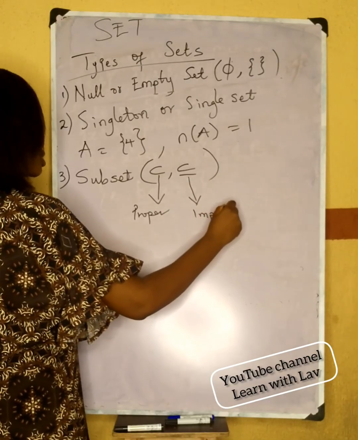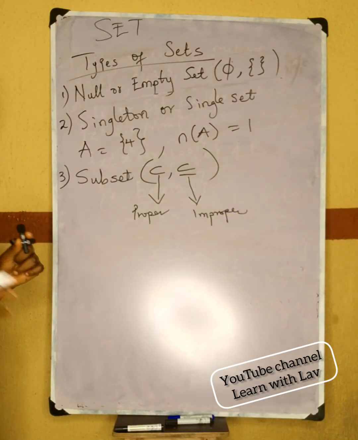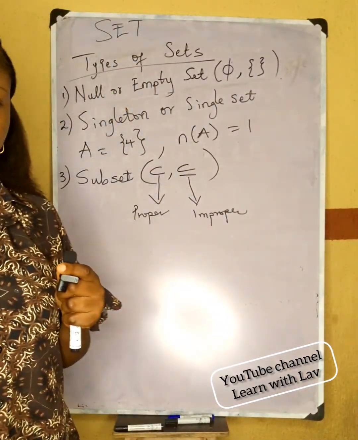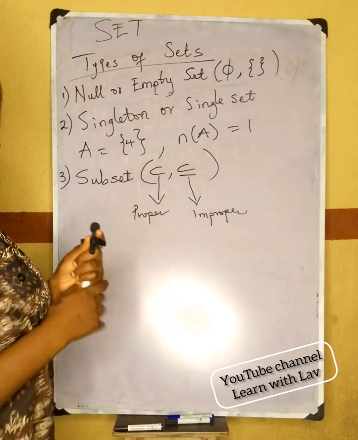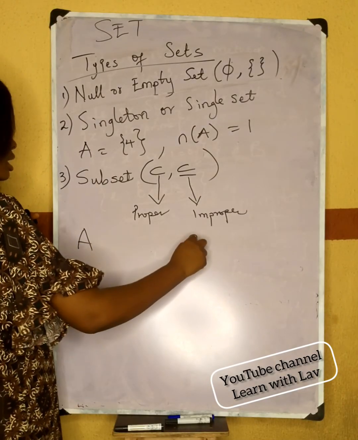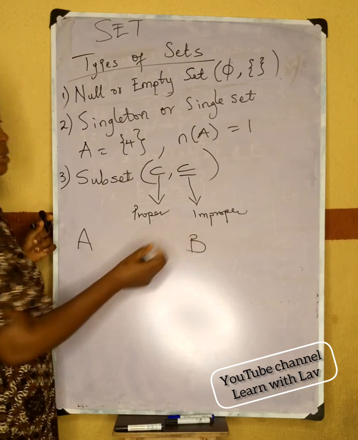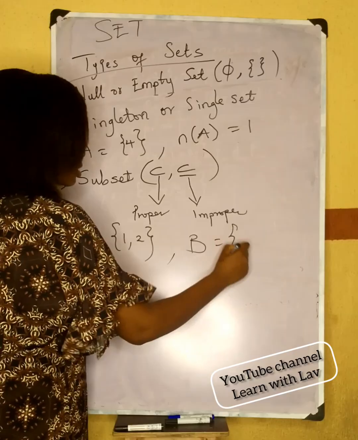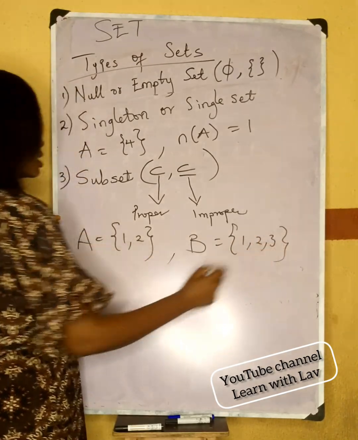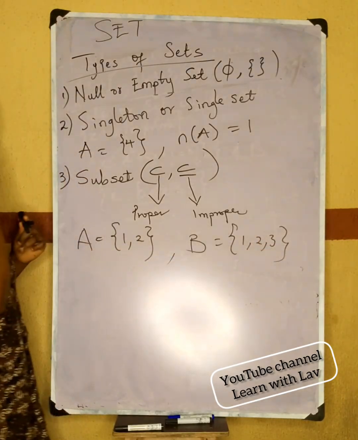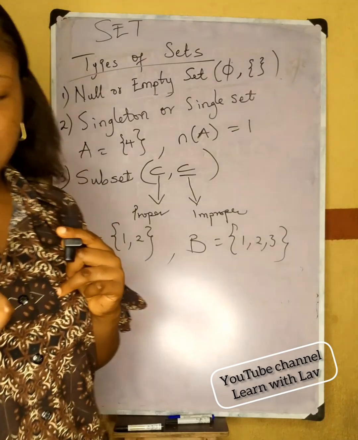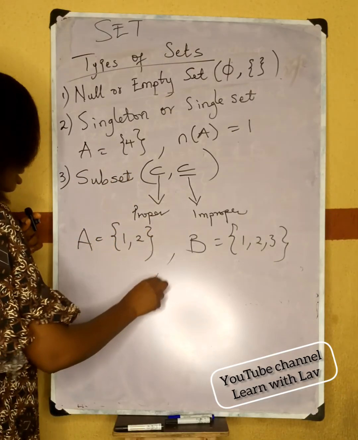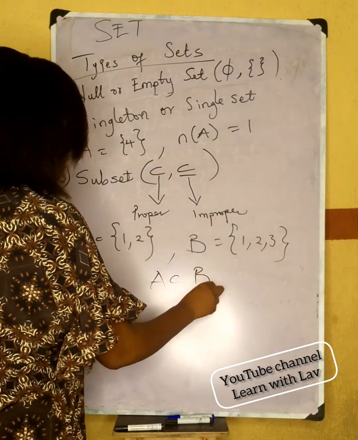Now quickly, I'm going to differentiate these two. A subset first is like a set that has elements of another set. If I say that A is a subset of another set B, it means that the elements of A are found in B. Let me take an instance. If A is {1, 2} and B is {1, 2, 3}, the elements of A are gotten from B. So I can say that A is a subset of B because the elements of A are gotten from B. So we'll write it this way: A is a subset of B.